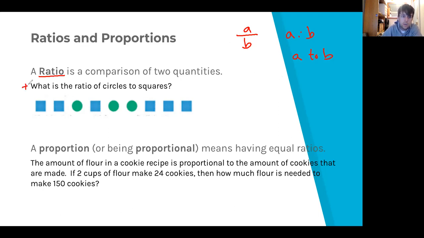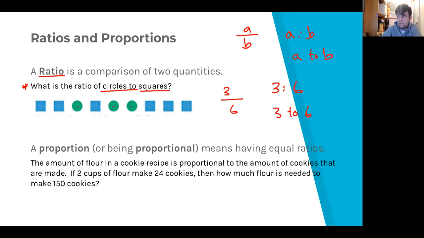Quick question here. What is the ratio of circles to squares? Okay, easy enough. We have 1, 2, 3 circles to 1, 2, 3, 4, 5, 6 squares. So 3 circles to 6 squares. Again, we could reduce this. I like writing my ratios as fractions. That's going to be the most common way to do it, but I could have also done it this way or this way.